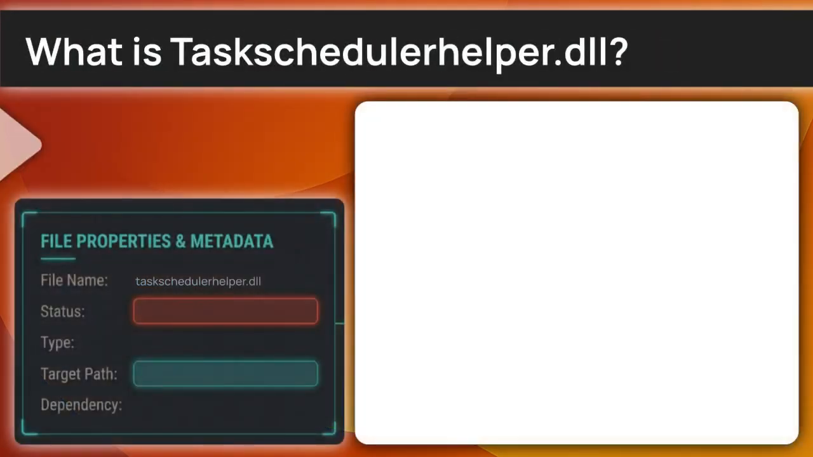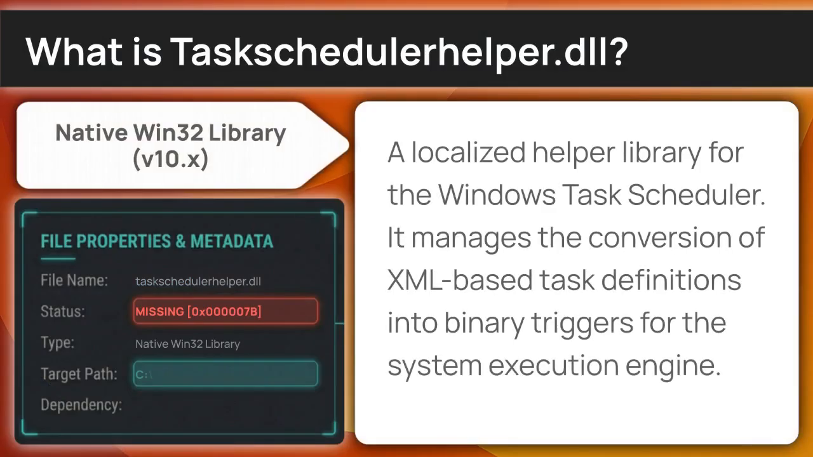This is the Taskschedulerhelper, a localized helper library for the Windows Task Scheduler. It manages the conversion of XML-based task definitions into binary triggers for the system execution engine. With that background out of the way, here is how we actually restore the missing component.